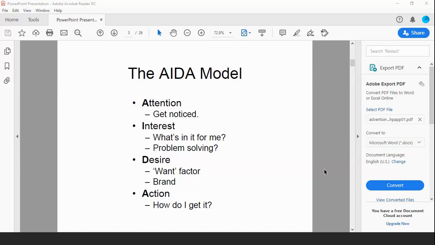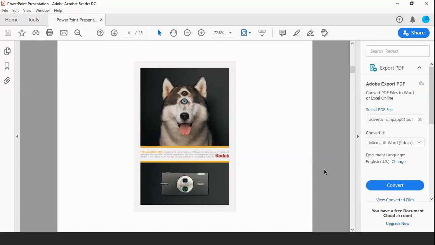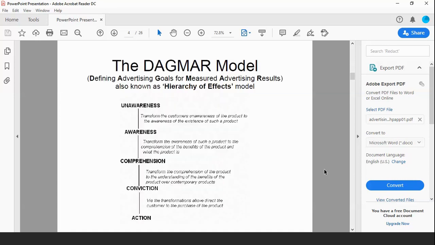I'm going to discuss the models first, and then I'm going to discuss how we can choose the different models according to our strategy. So this is the AIDA model. For example, this is interesting because it catches your attention because the dog has two eyes on top of each other, and then you understand that this is just like a phone that has two cameras.